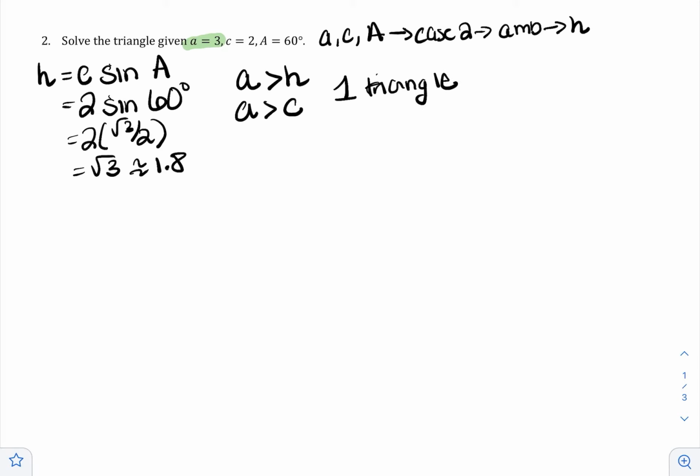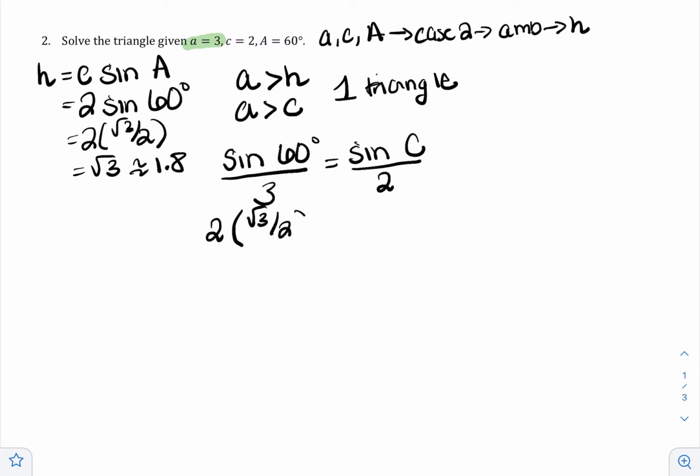Okay, so now we can solve. So how do we solve? Now this part is going to be new. The first thing that you solve for is the angle of the side that's also given to you, which in this case would be angle C. I'm going to do that by using the law of sines because I have a matching pair, and the pair that I have matching is A. So sine of 60 over 3 is equal to sine of big C over 2. I bring 2 over. I'm going to change the sine of 60 to radical 3 over 2.